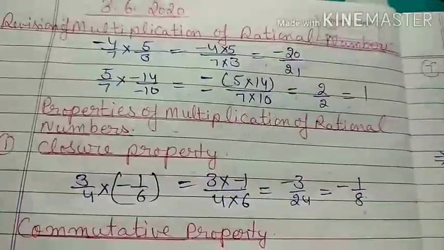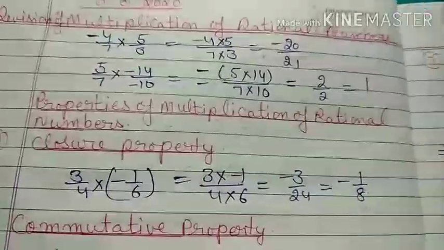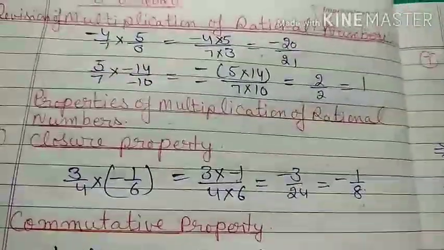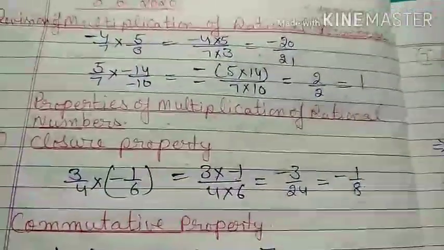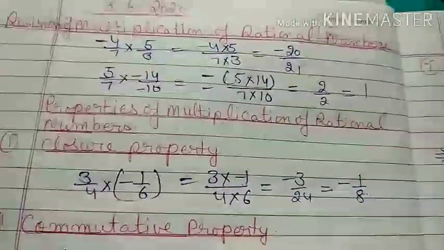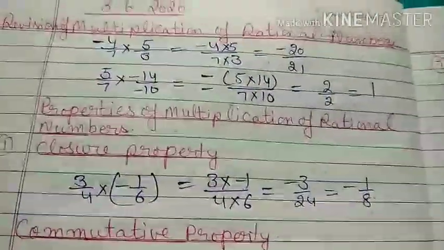Under this we will do today multiplication of rational numbers, division of rational numbers, how to insert rational numbers between two rational numbers, and at the last word problems. So that is the rest of the revision of your first chapter, rational numbers.